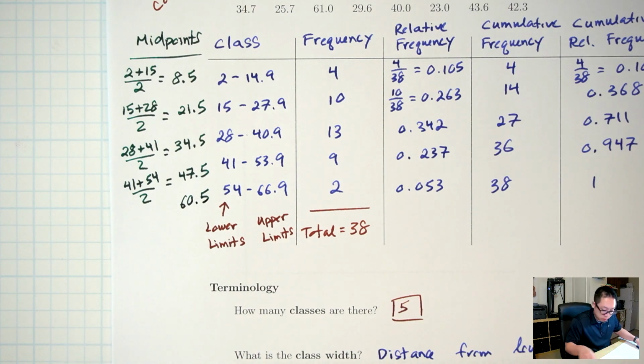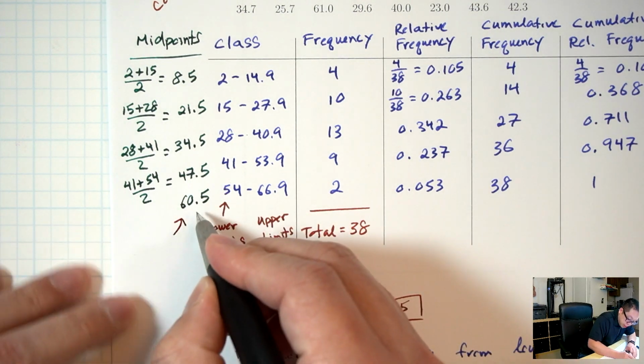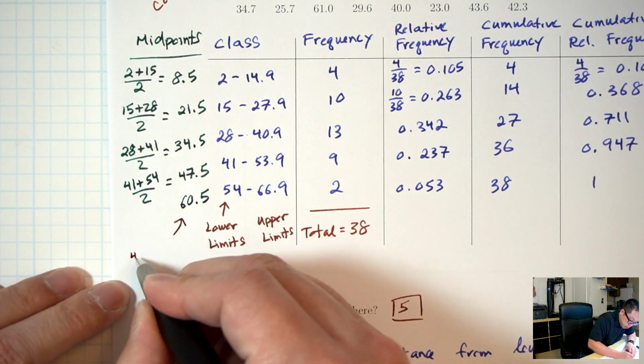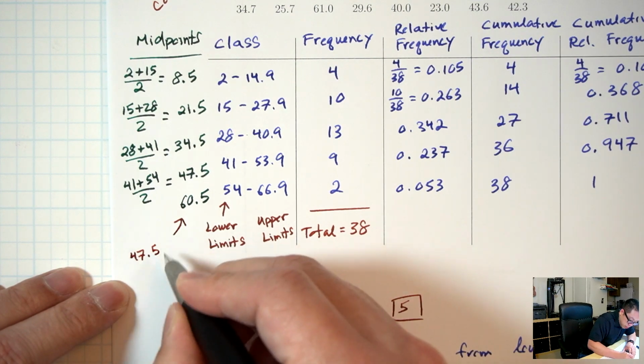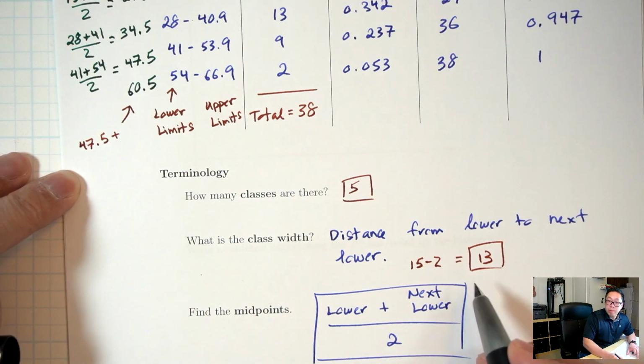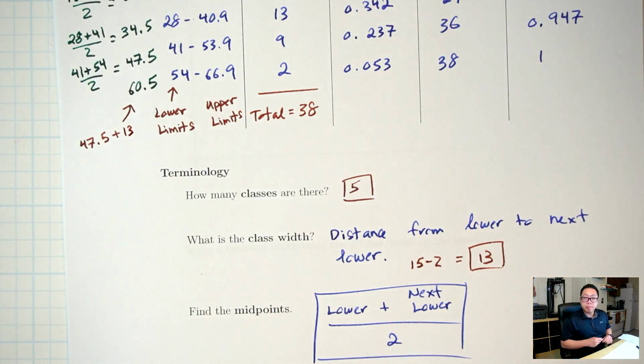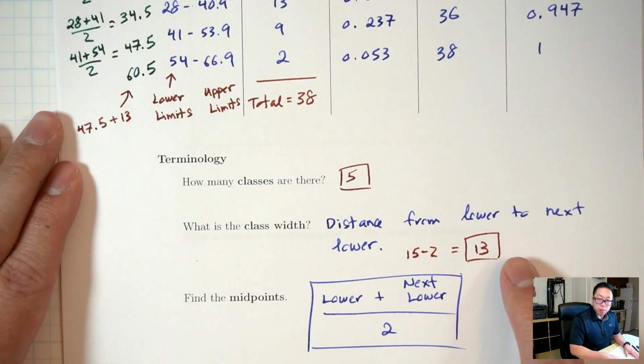And let me make a note of that. So I got this by doing 47.5 plus the width, which is 13. So that's what the width tells me.